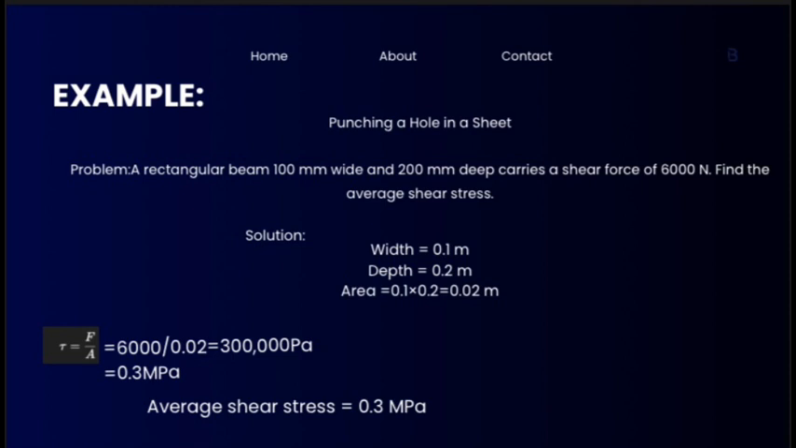So now, let's use the formula of shear stress. Shear stress equals force applied parallel to the surface over area which the force acts. So 6,000 over 0.02 is equal to 300,000 pascals. For us to get the final answer, we have to divide the total pascals by 1 million, which 300,000 divided by 1 million is equal to 0.3 megapascals.